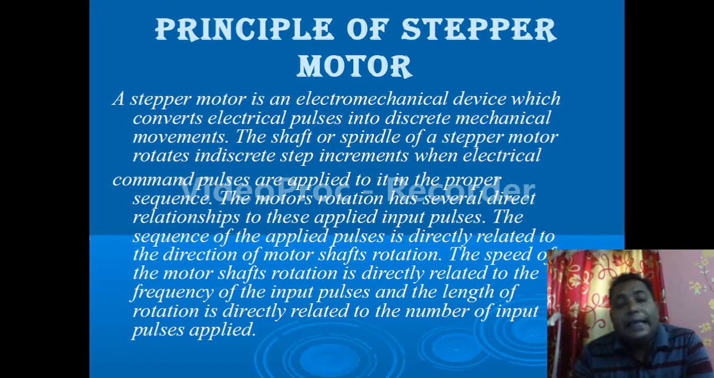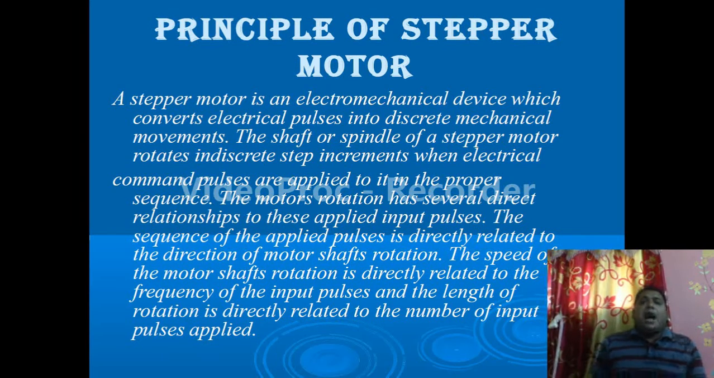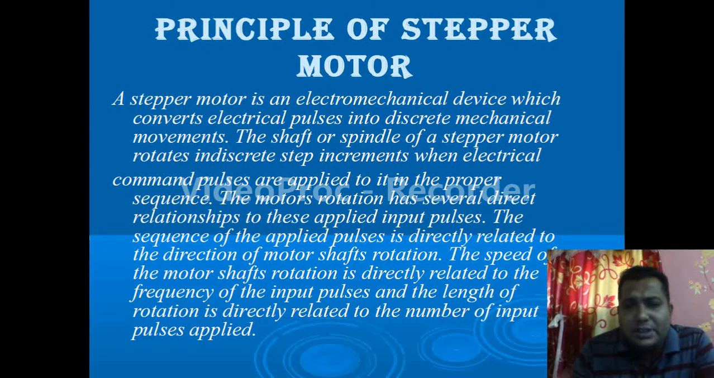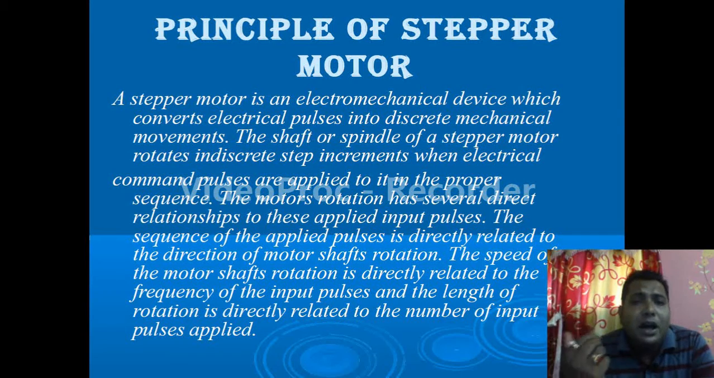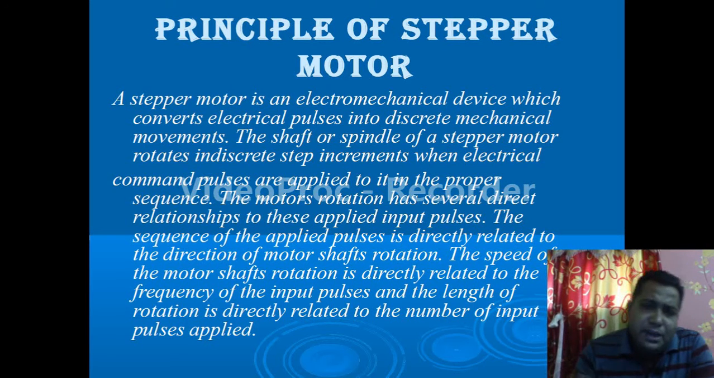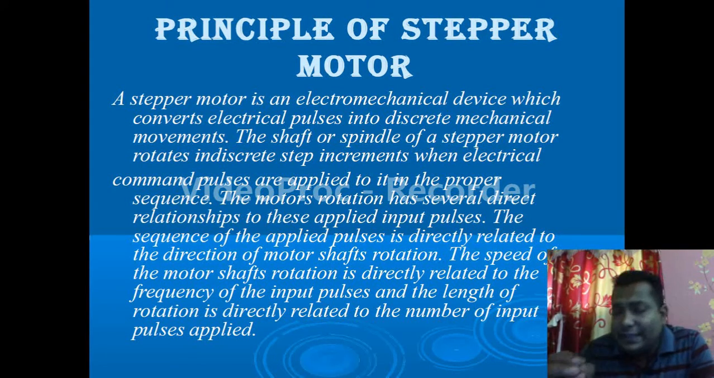The length of the rotation is directly related to the number of input pulses applied. That means how much it is going to rotate. One complete rotation is 360 degrees. So what should be the length? It may be 360 degrees, or 36 degrees, or 100 degrees, or 150 degrees. It depends upon how many input pulses we are giving to the system so that it can rotate.